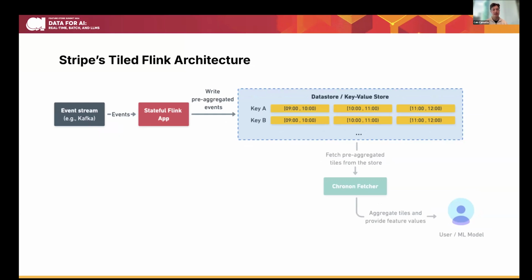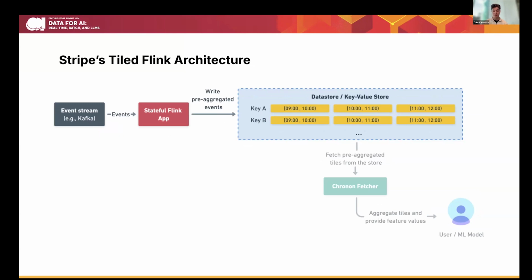So, to solve these scaling issues, we adapted Chronon to use a tiled architecture. The core idea here is to move computation from the feature retrieval side to the feature computation side, thus improving time complexity at serving time. The most significant change is that we pre-aggregate the events in Flink and store the intermediate data as fixed length tiles in the KV store.